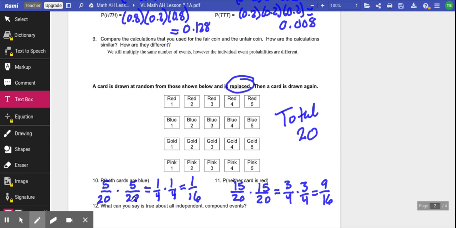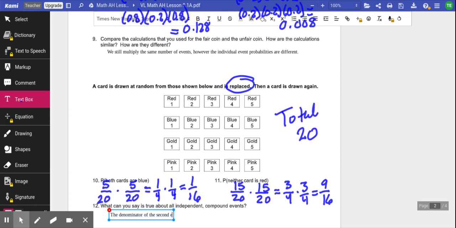Okay, what is true about all independent compound events? The denominator of the second event did not get changed because of what happened in the first event.